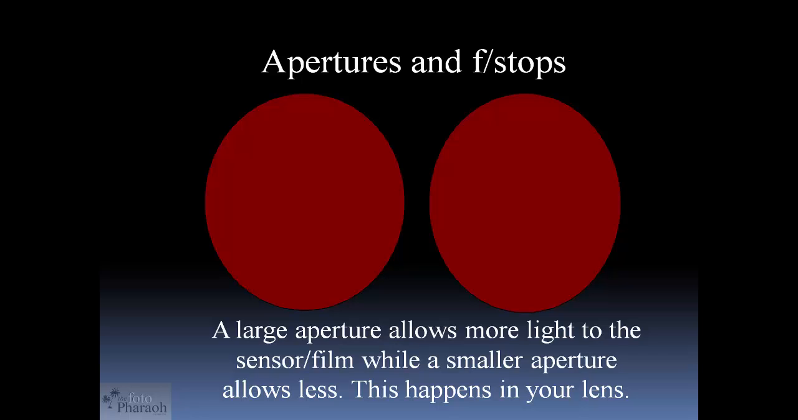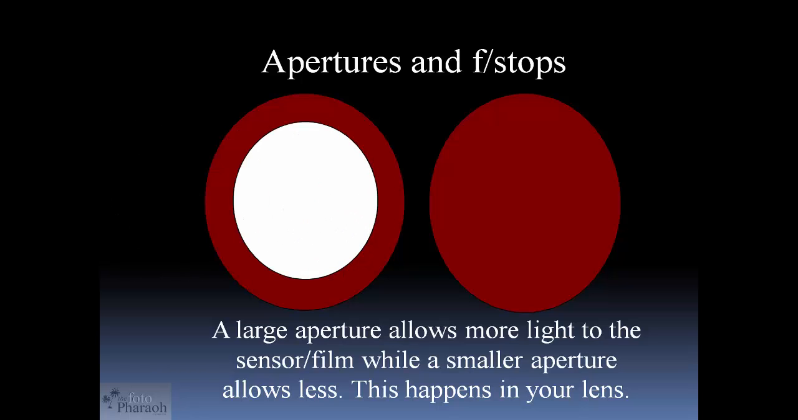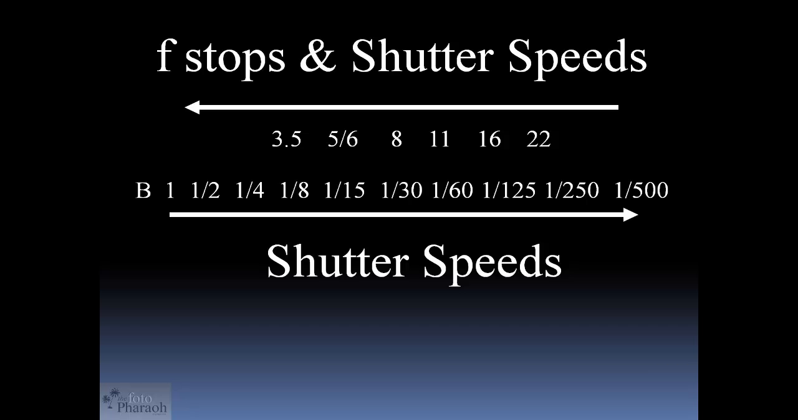So aperture first. Apertures allow light into the lens, or into the camera via the lens. A large aperture will allow more light, while a smaller aperture will allow less light. That's pretty simple so far. And all of this is going on in the lens, and you set this by a numeric equivalent on your lens. So f-stops and shutter speeds have to work together.